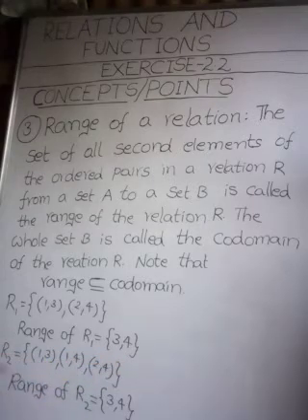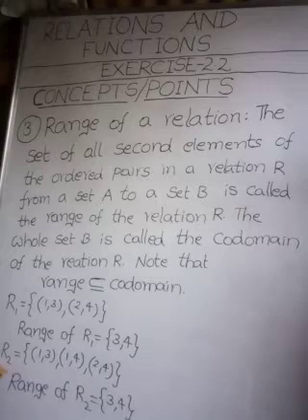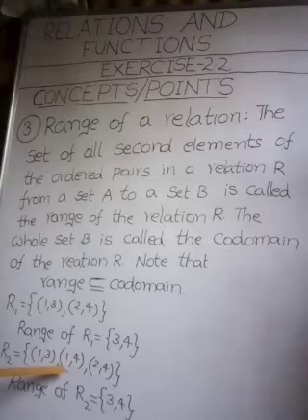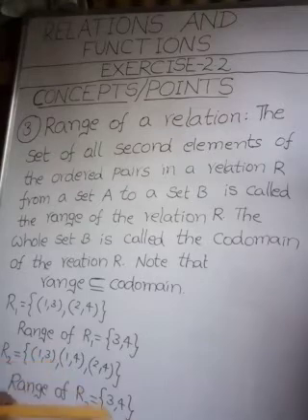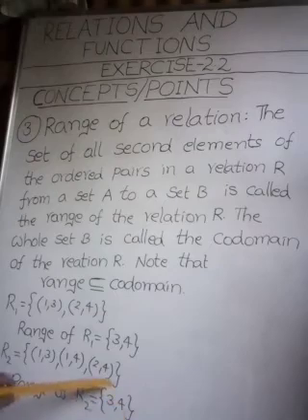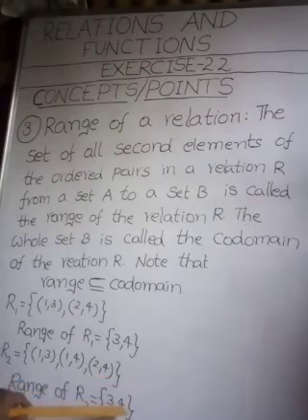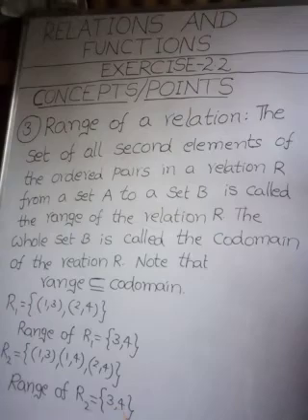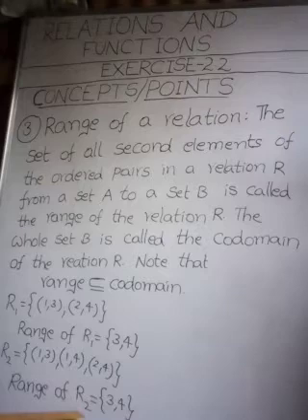Right. Let us take the second relation R2. R2 is equal to the set {(1, 3), (1, 4), (2, 4)}. Then in the first ordered pair, what is the second element? 3. In the second ordered pair, what is the second element? 4. In the third ordered pair, what is the second element? 4. Again, no need to write 4 here. Understood this point, my dear children? Therefore, the range of R2 is equal to the set {3, 4}. Understood this point, my dear children?